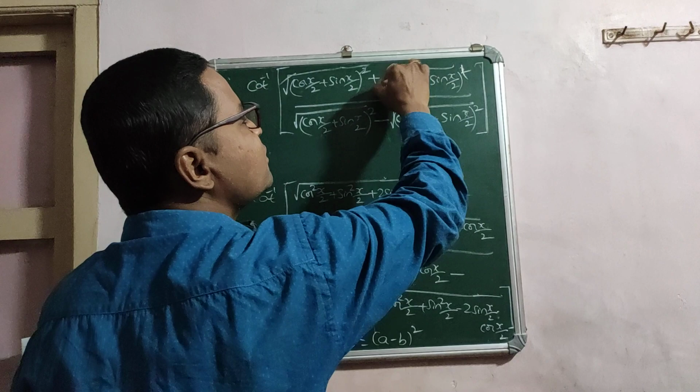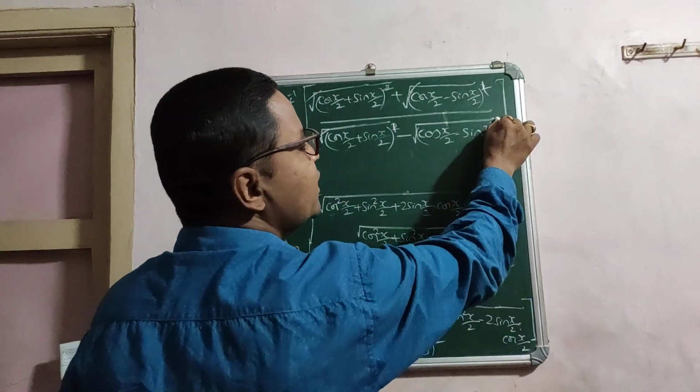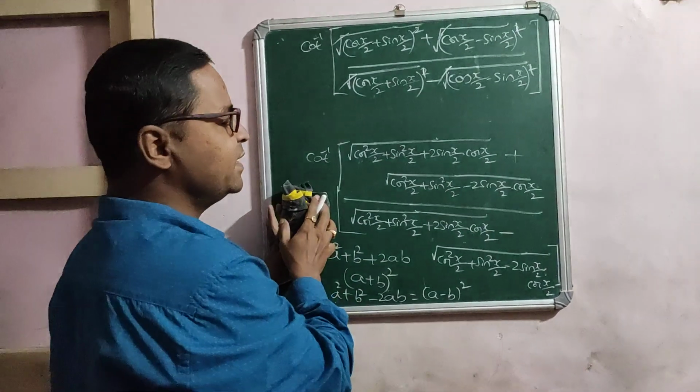Now square and square root term get cancelled. Here also square and square root term get cancelled.